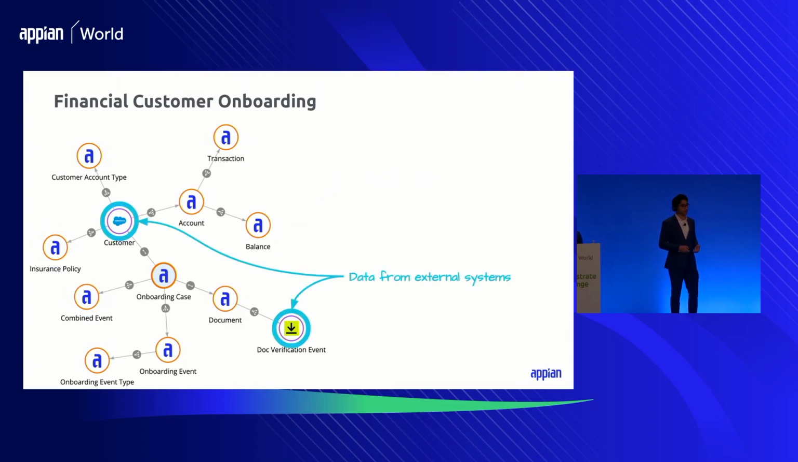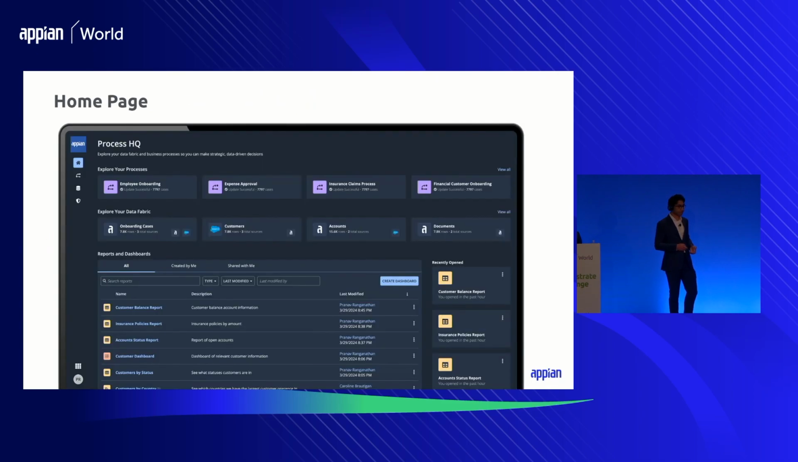And I want to call out that you can also bring in information from external systems. Thanks to Data Fabric, if you have information stored in Salesforce, for example, where in this case, we have customer information stored, or you might have a document verification process, which in this case, we're using DocuSign for. You can pull that in using record types and relationships and analyze it within Process Insights.